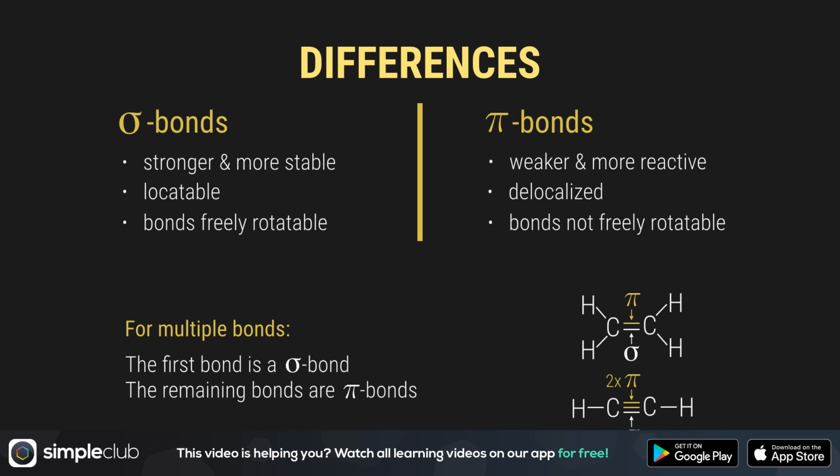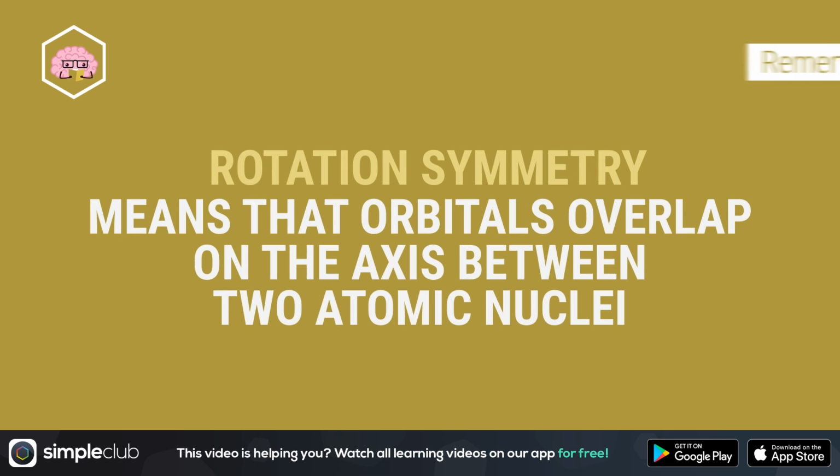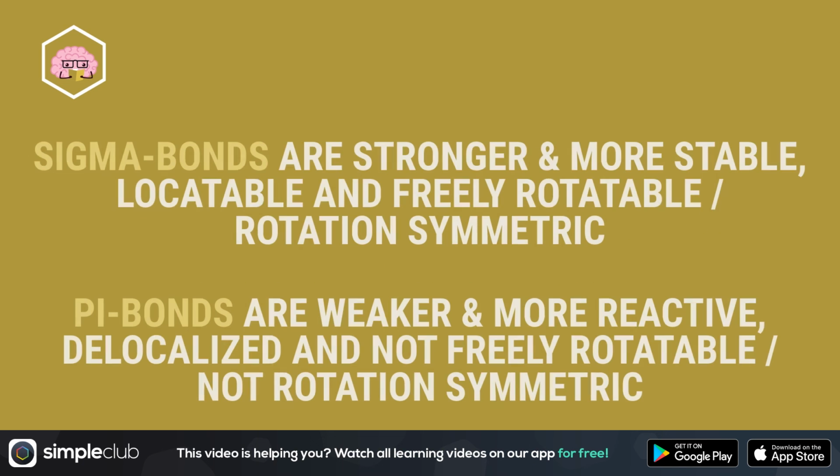Okay, so far so good. Remember that covalent bonds are created because the orbitals of two atoms overlap. You should also know what rotational symmetry is and the differences between sigma and pi bonds.